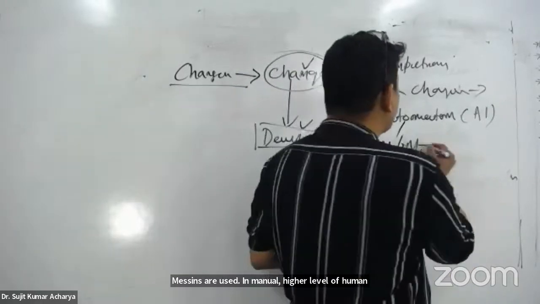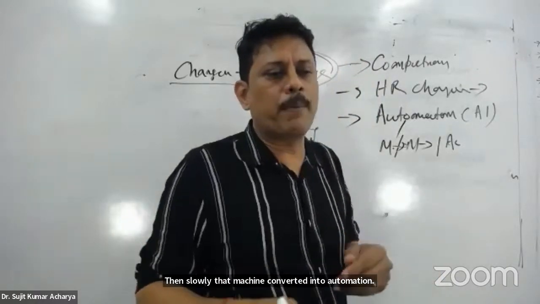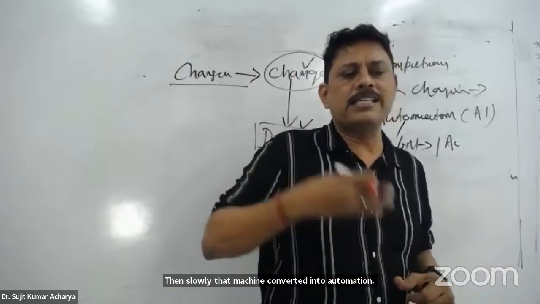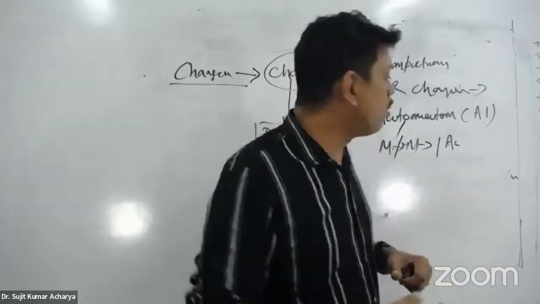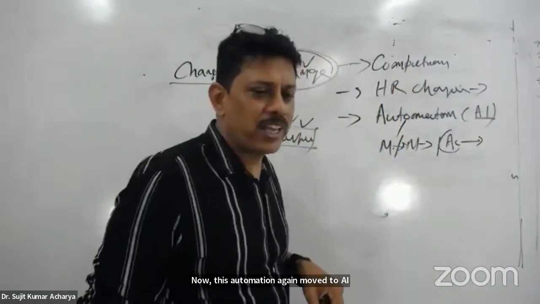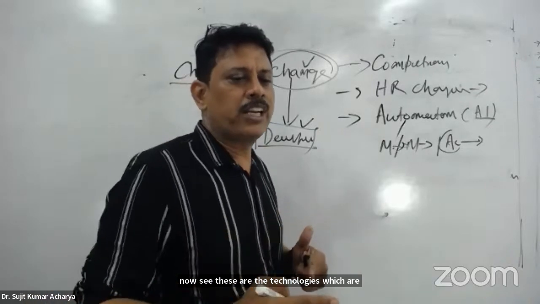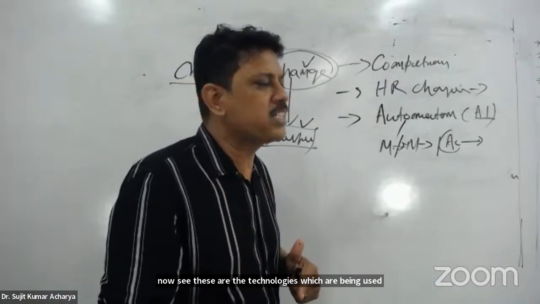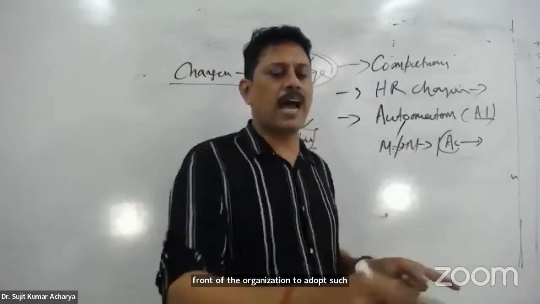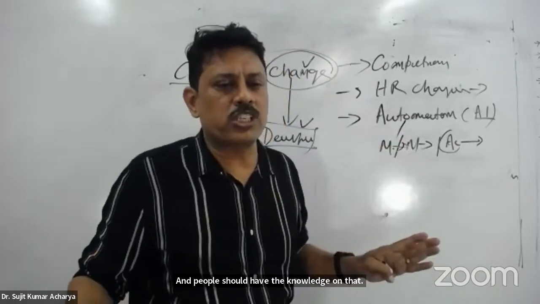Then slowly that machine converted into automation. Automatically the things will happen. Red light, orange light, green light. These are all automated. Now this automation again moves to AI. Now see, these are the technologies which are being used in the organization. Simultaneously, it's a challenge in front of the organization to adapt, and people should have the knowledge on that. We need to train the people to accept such technologies.